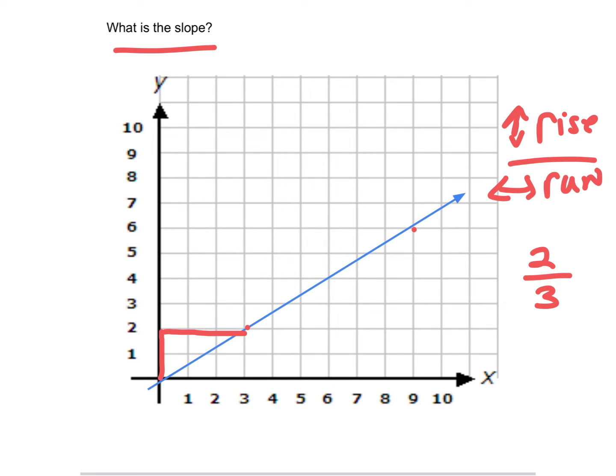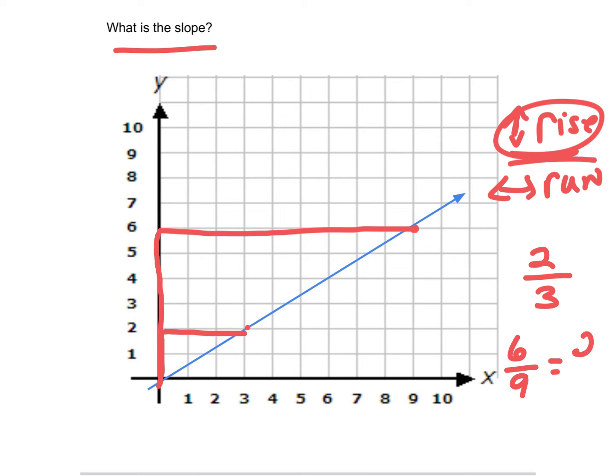That is the slope. Now let's say you did choose this other point here. Let's do our rise first. We're going to rise up to the 6, and then we're going to run to the right over 9. So then I have 6 over 9. Both of these numbers can be reduced by 3. 6 divided by 3 is 2, and 9 divided by 3 is 3. So as you can see, it doesn't matter which point you chose, you're still going to get the same answer.